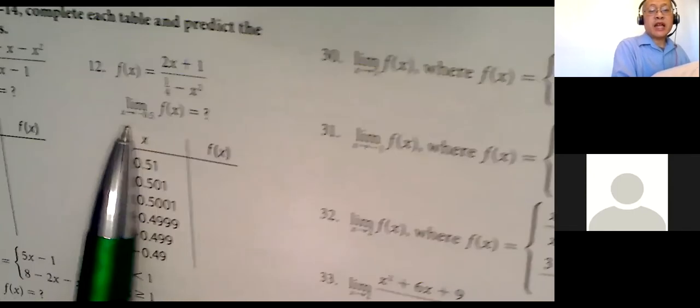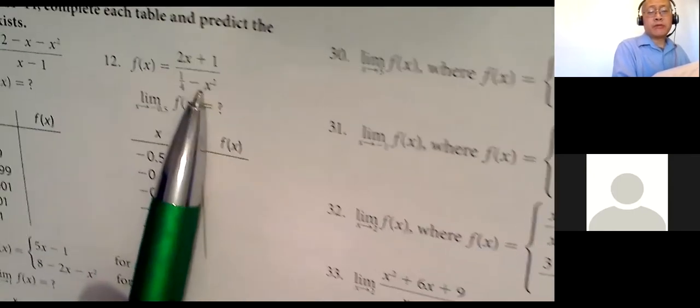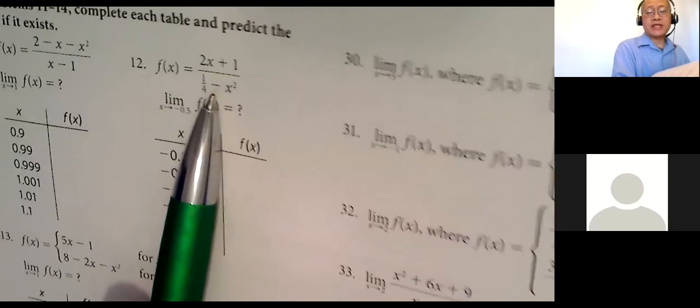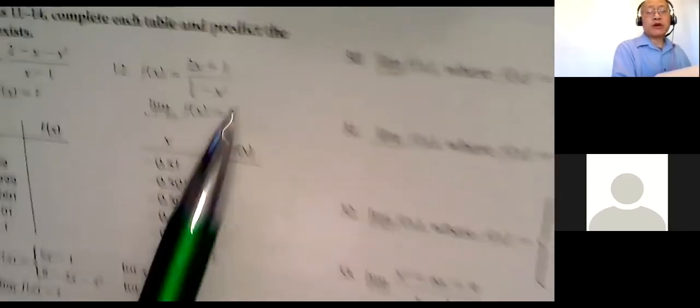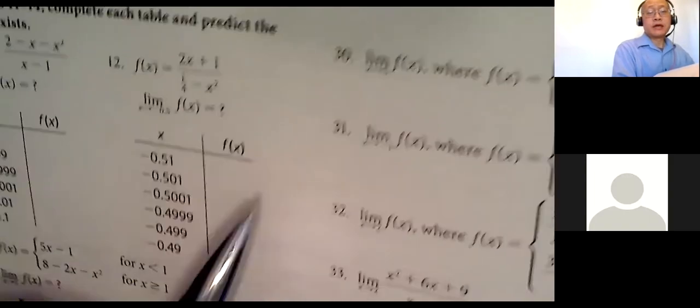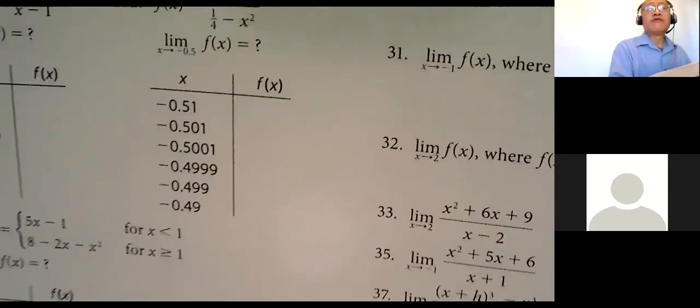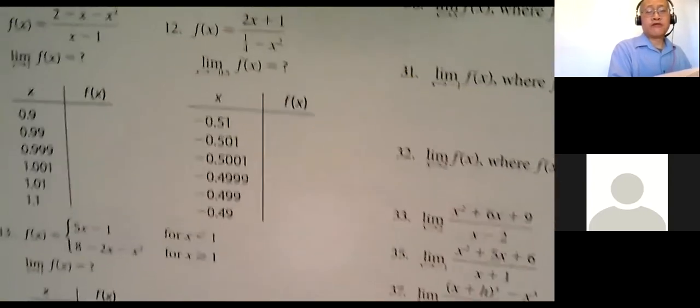If you actually plug in negative 0.5, you're going to get a 0 in the bottom. You'll be dividing by 0, and that's not allowed. That's a mathematical no-no. But that's not what this says. This does not say you're really plugging in negative 0.5. You're plugging in a number very close to negative 0.5.